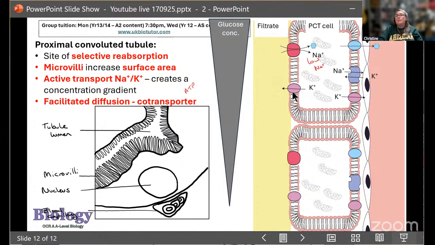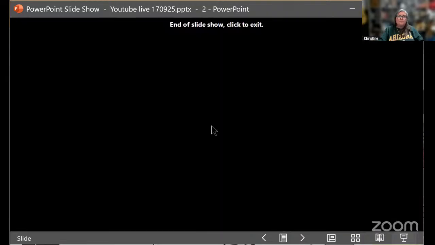Oh, and potassium leaks out as well, by the way. That's the other thing. So if we're pumping the potassium in, because we're pumping the sodium out, the potassium can also leave through these channels, which are called the leakage channels. And that ensures that the cell doesn't end up lowering its water potential too much. So they're able to leak out, which is really good.